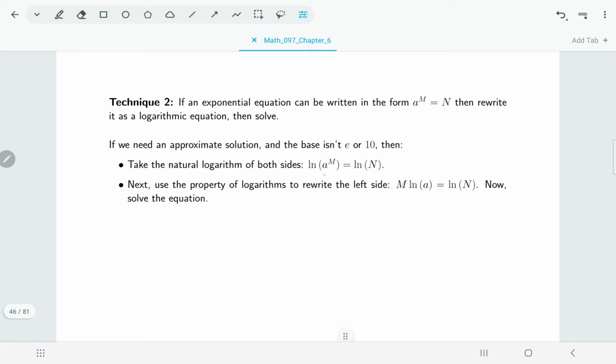And the reason we're doing that is because our property of log says when you have log of something to a power, that power can come down in front. So that would be how we would get to whatever's in that exponent that we want to be able to solve for. So we've got those two options depending on what we're trying to do. So maybe we might rewrite it as log base a, or maybe we might use a natural log depending on if we needed an approximate solution.